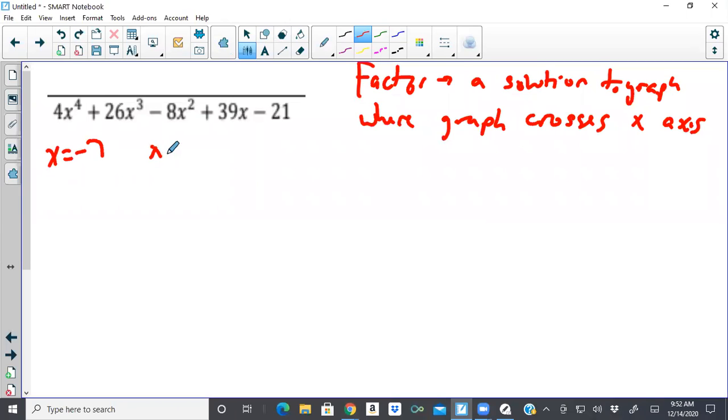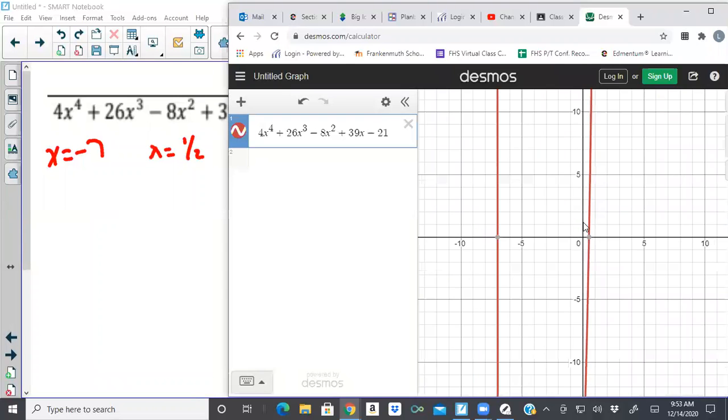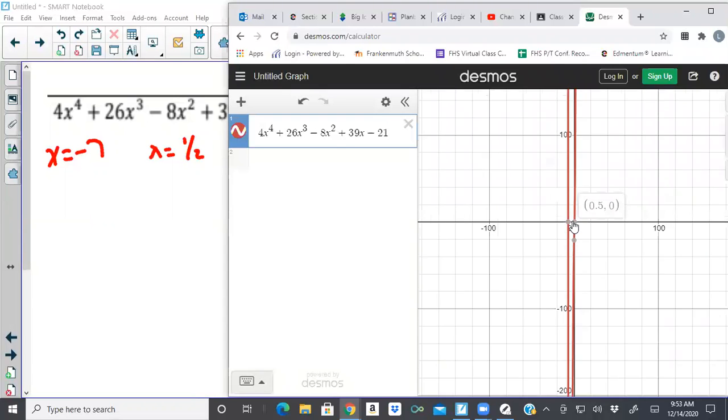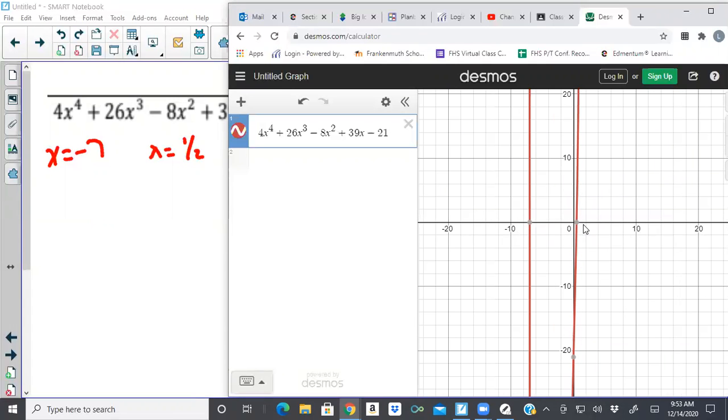And I also know, I might save this for later, that x also crossed at 1/2. All right, so let me pull that back up so that we can look at it again. X crossed at -7, which is what I have there, and x crossed at 1/2. There are two places this thing crosses. I can try to zoom out and see if I can see any more, but I can't, right? It doesn't cross at any other places.